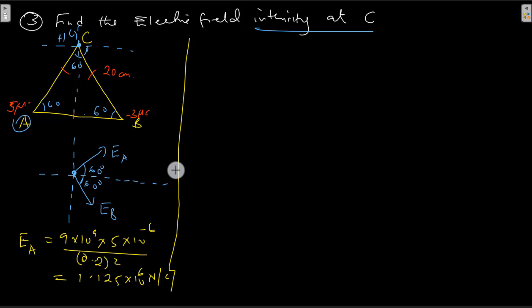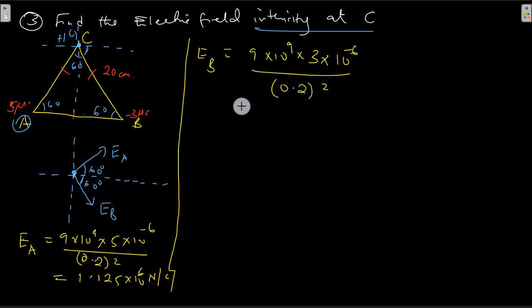Let's do that also for the electric field intensity due to the charge at B. 9 exponent 9 times the charge, which is -3. I don't need to indicate the negative, since we'll take care of the directions using this force diagram. So there we go, -6 divided by the distance between B and C, which is 20 centimeters, that's 0.2 meters. Putting these values into the calculator, you have 6.75 times 10 to the 5th power newtons per coulomb.